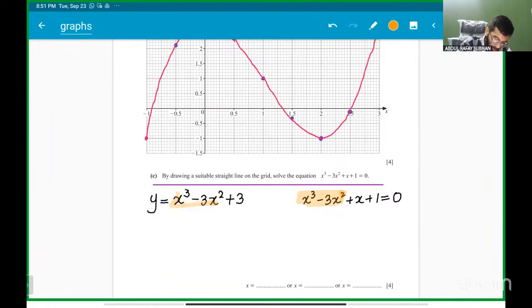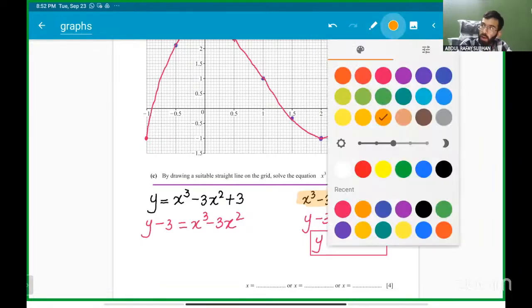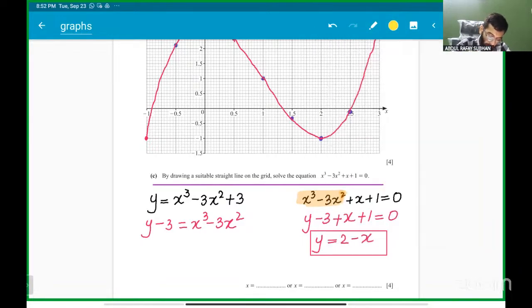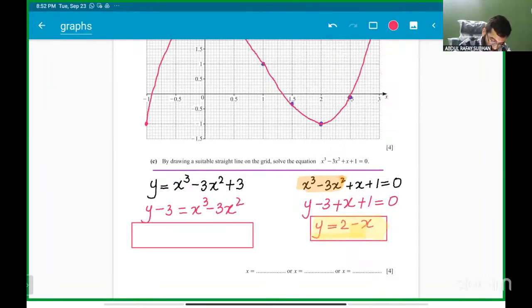Let's try to make them the subject. So it will be, sir, y minus 3 for x cube minus 3x square, and then substituted here: y minus 3 plus x plus 1 equals 0. So that will be y minus 3 plus 1 is minus 2, positive 2 minus x. That's the graph. That's the linear line graph. Minus 3 plus 1 is negative 2, and negative 2 will become positive 2, and x will become negative. Okay, on the other side. Is everyone clear? Understood? Following?